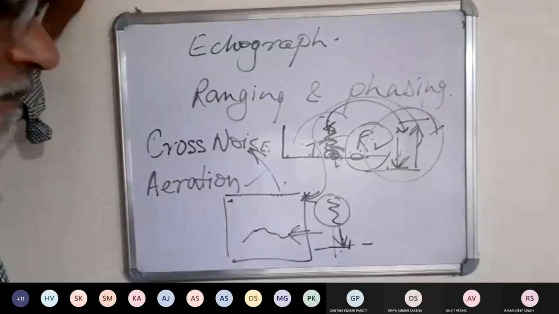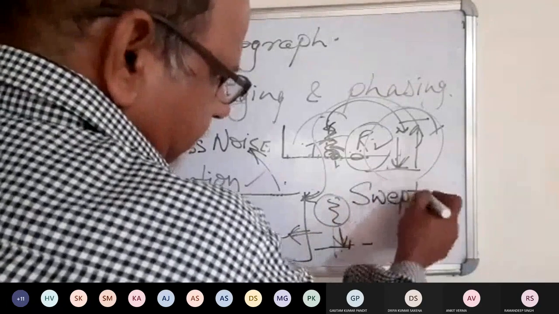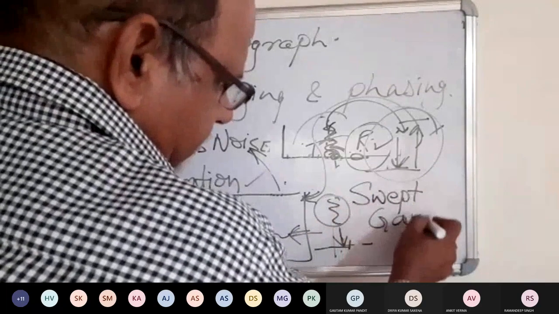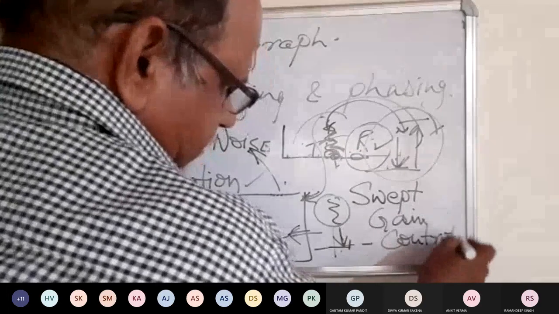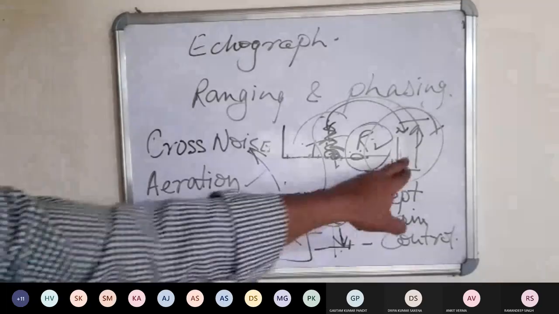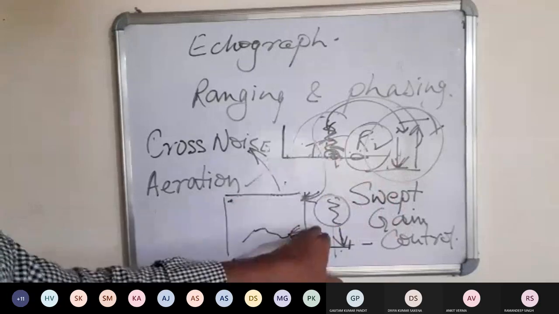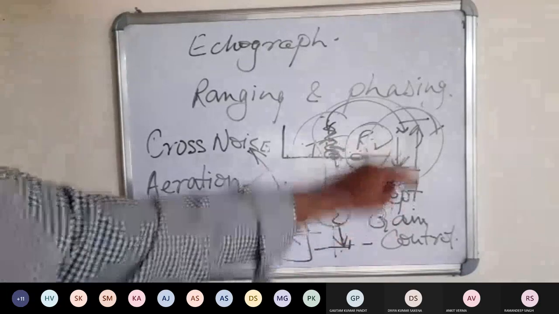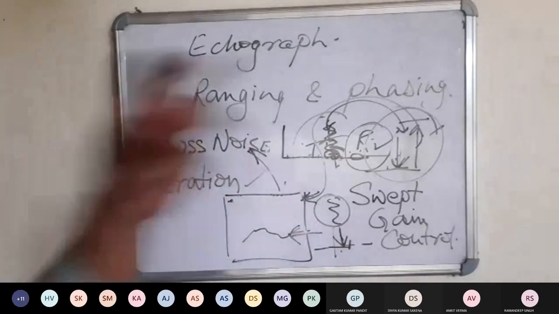The system of increasing and decreasing the gain automatically is called swept gain control. What it does is that it reduces the gain of the receiver during the transmission, and after transmission has taken place, the gain is brought back to normal. It happens with every pulse.